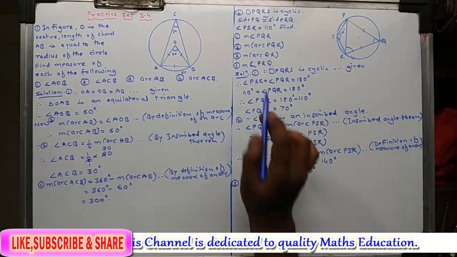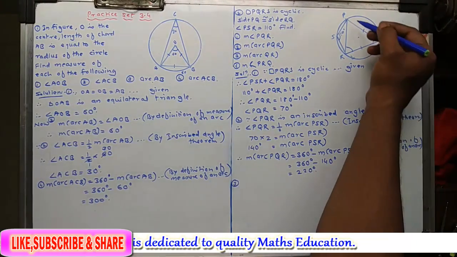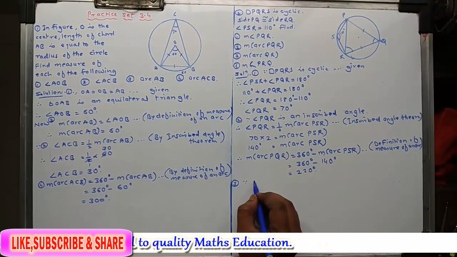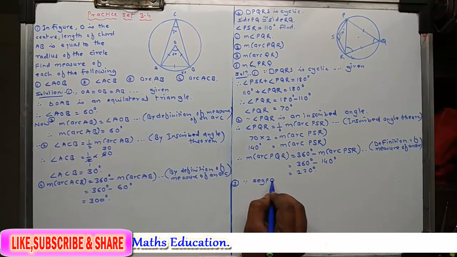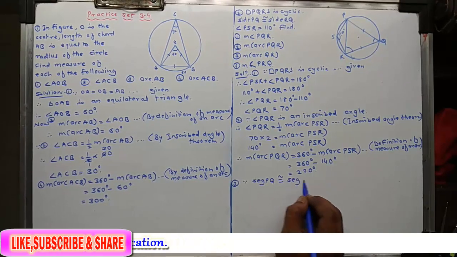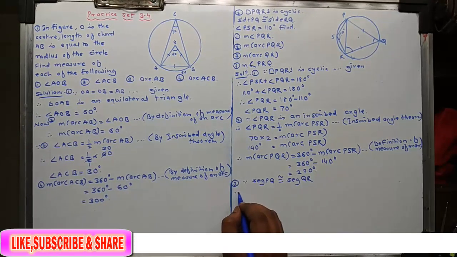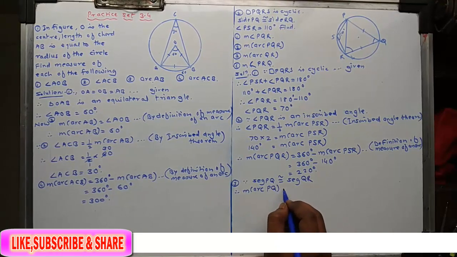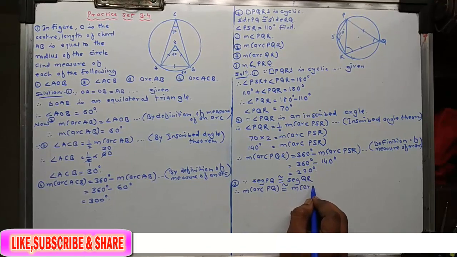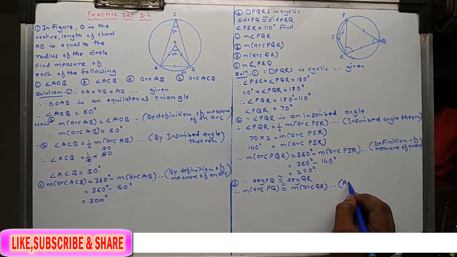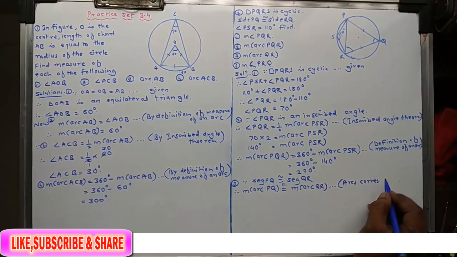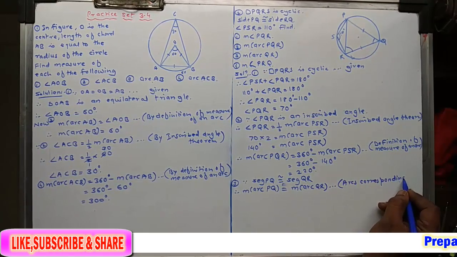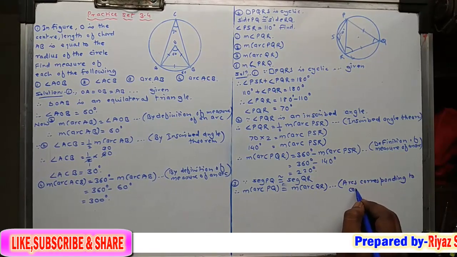Okay, now the third one, what we have to find? The measure of arc QR. Now since segment PQ is congruent to segment QR, therefore the measure of arc PQ is equal to the measure of arc QR. These are arcs corresponding to congruent chords.